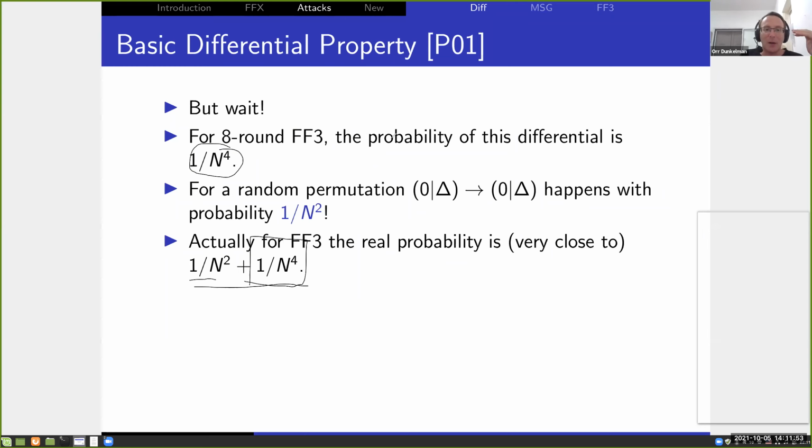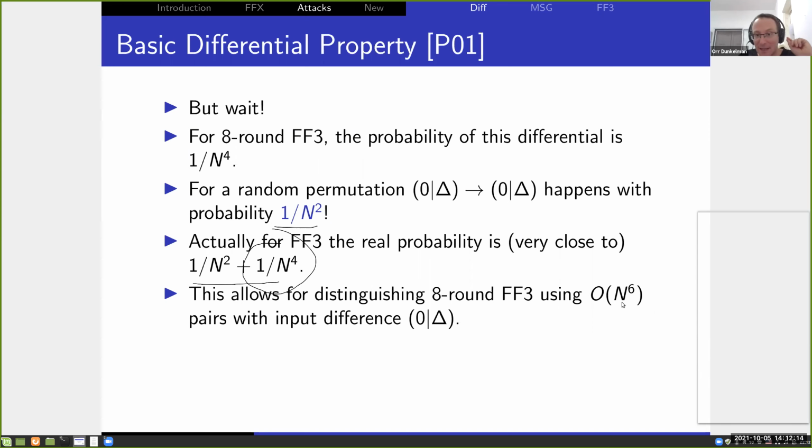Okay, now I'm not going to ask you again, because I think that for most of you it's too late. The number of pairs I needed in order to verify whether the probability of the transition is 1 over n squared or 1 over n squared plus a small advantage is about order n to the power of 6.